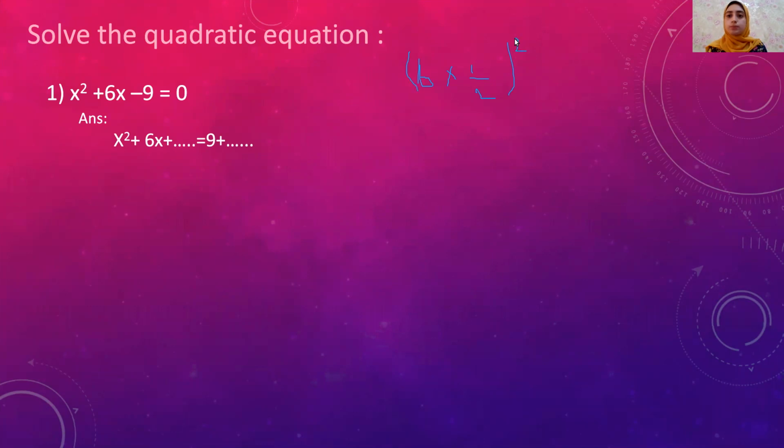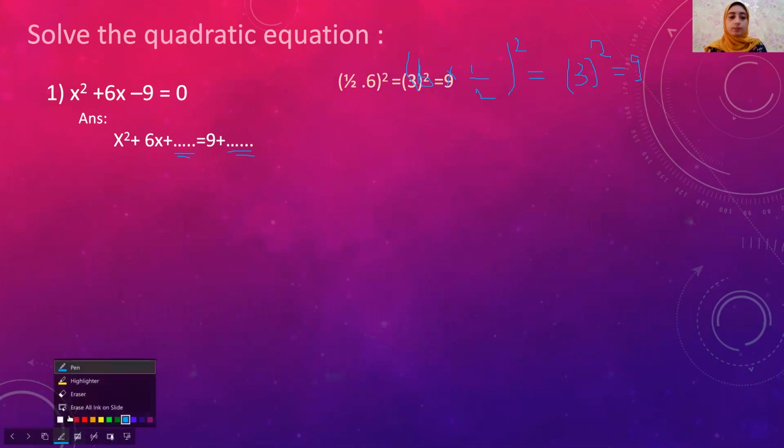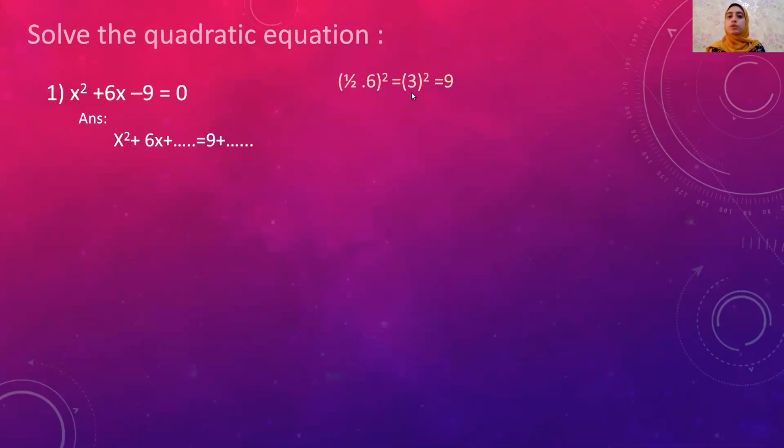All squared equals 6 times half, which is 3, all squared equals 9. So we will add 9 here and 9 here. Let's check this. Yes, half times 6 all squared equals 3 squared equals 9. Now we will factor this trinomial as the product of two brackets equals 9 plus 9, which is 18.